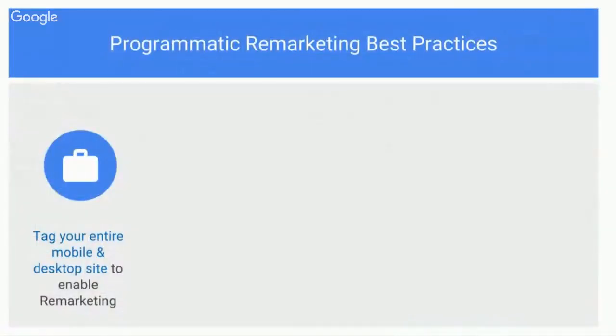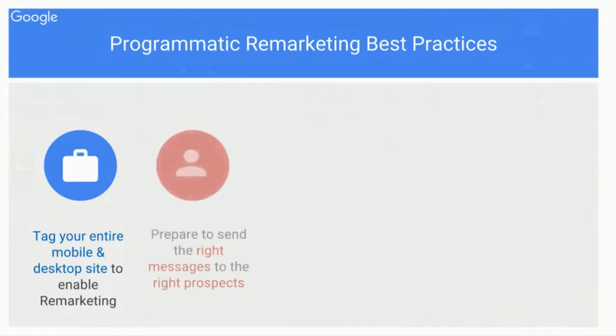There are 5 key areas you should think about when you're developing your holistic remarketing strategy, and I'll walk through them one by one. First, you want to set up smart. Tag your entire desktop and mobile site. Next, you want to send the right messages to the right prospects so that you can cater messages to each. For instance, your homepage viewers versus your category page viewers, or product or offer page viewers, people that put something into the shopping cart and then later abandoned it, as well as past converters.